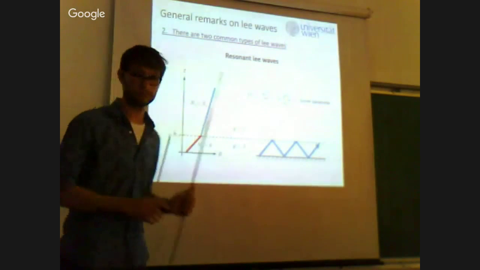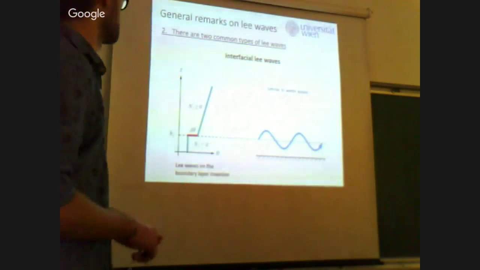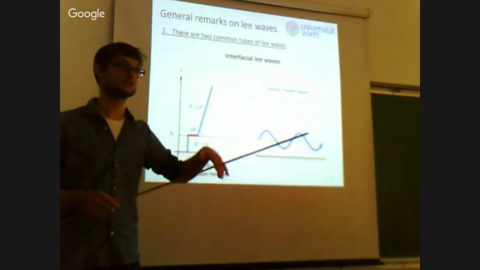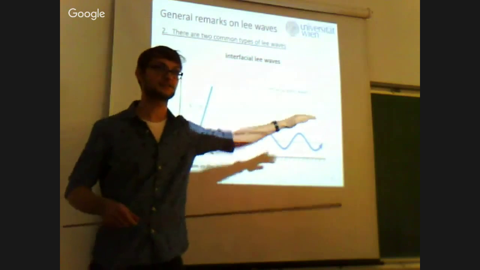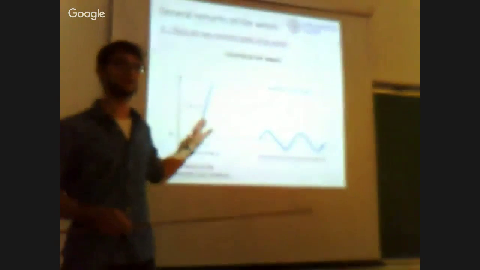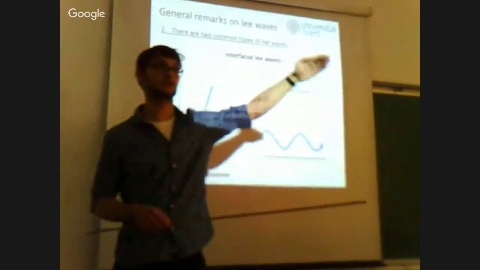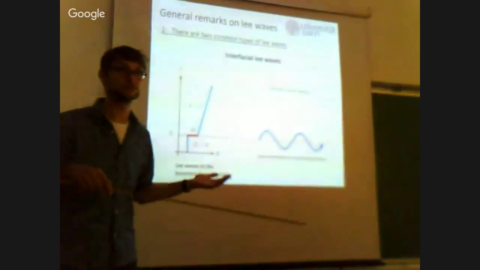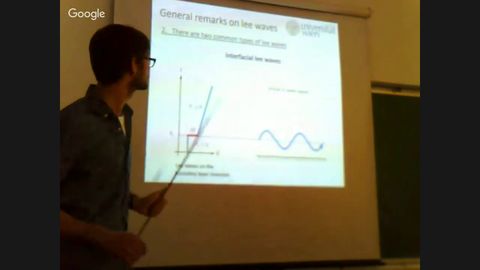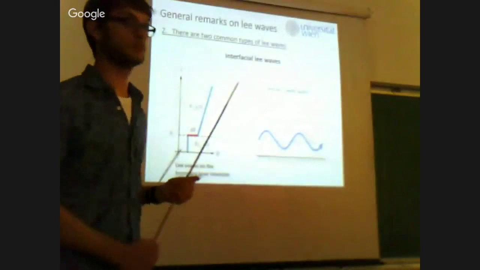So this is one case, but there is also another possibility for how Lee waves can occur. And that's the case of interfacial Lee waves. When you think of a water surface and you throw a stone into the water, then you get waves traveling on the density interface between water and air. Something similar is happening at the boundary layer inversion. If a mountain perturbs the inversion, then the wave travels along the density interface, similar to surface water waves. That's the second type of Lee waves, and my talk will focus on this type.